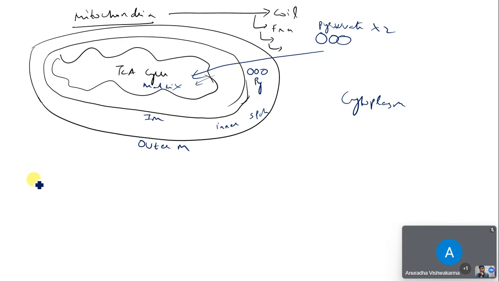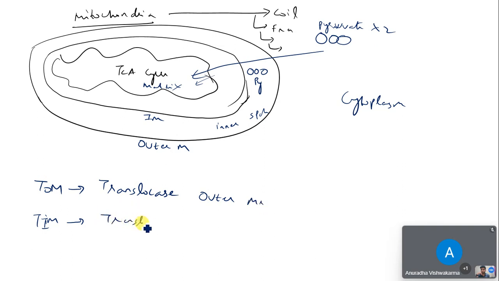There are transporters called TOM and TIM. Have you heard of them? Yes, sir. What is TOM? TOM is the translocase of the outer mitochondrial membrane, and TIM is the translocase of the inner membrane. There are different types of TOM and TIM, mostly involved in the transport of proteins.